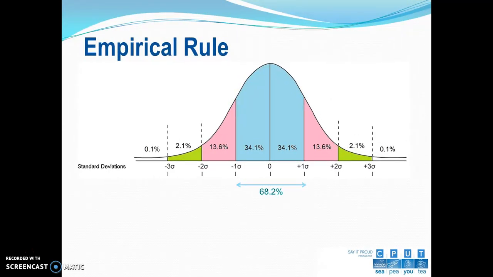So many words, but let's put it on a diagram. Basically what it means is that 68% of the observations will be within 1 standard deviation on either side of the mean. 95% of observations lie within 2 standard deviations on either side of the mean. And 99.7% of the observations will be within 3 standard deviations on either side of the mean.